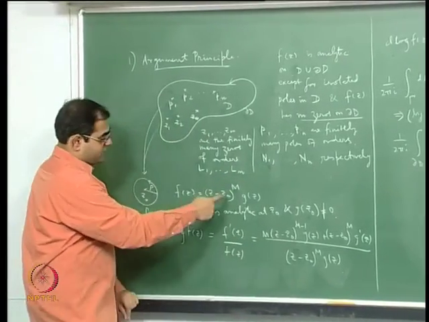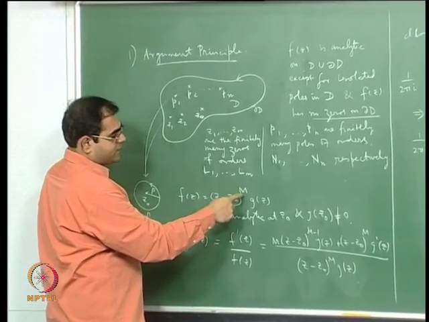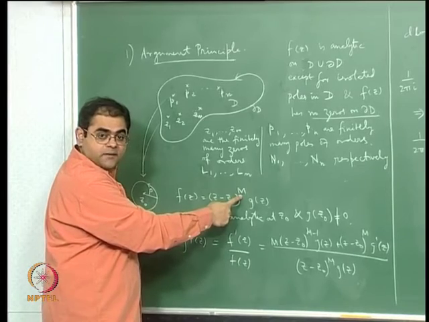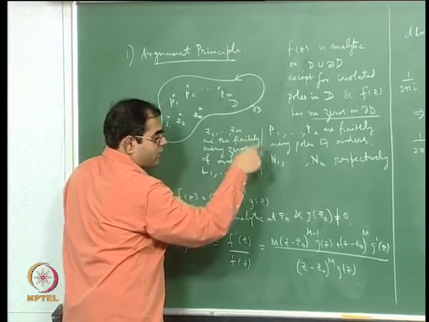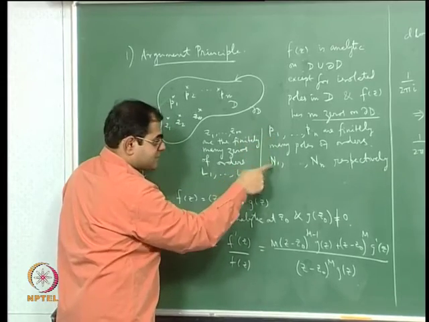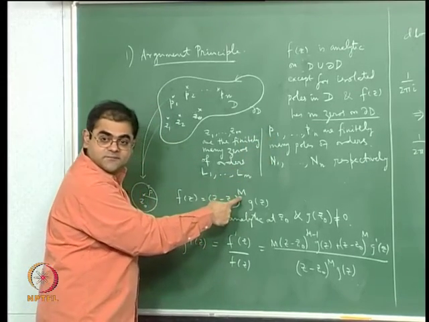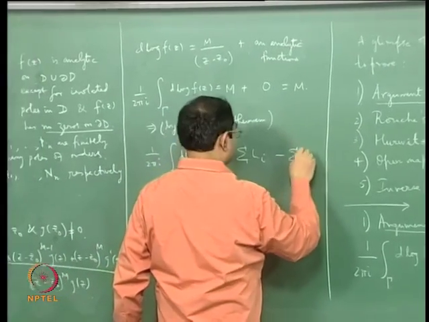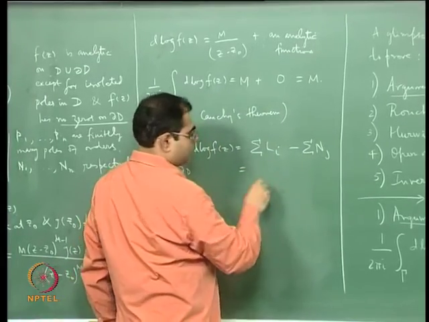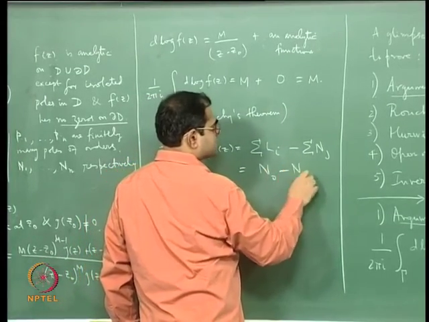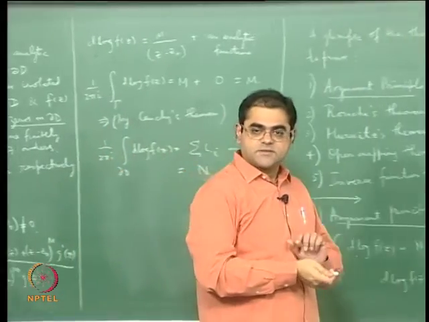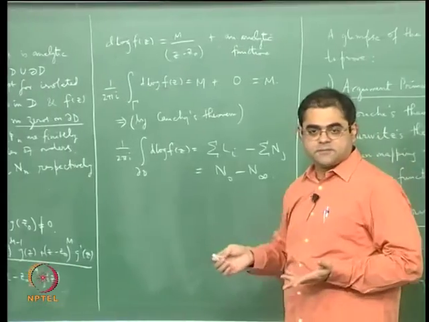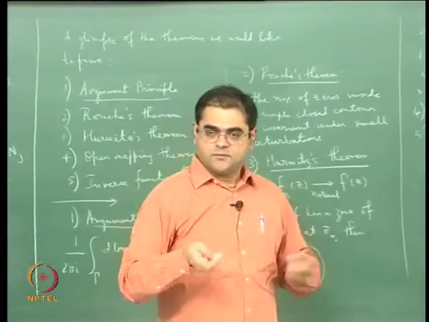What you must understand is that if this is a pole then m is negative. When I write n1 as the order of the pole p1, then this m will be minus n1. So what you'll get is sigma l i minus sigma n j, which is precisely the number of zeros minus the number of poles. N sub 0 is the number of zeros, n sub infinity is the number of poles. So this is basically the argument principle. It's an application of the residue theorem plus Cauchy's theorem.